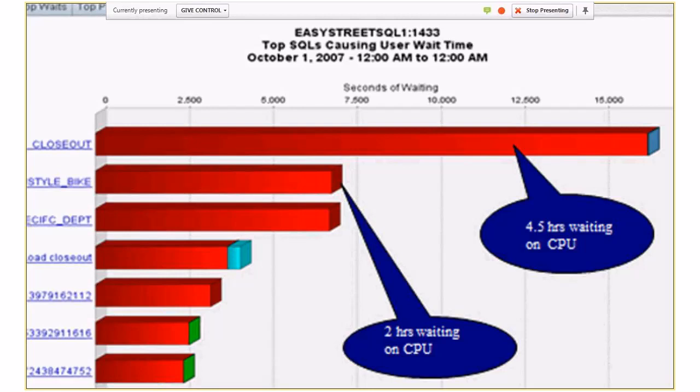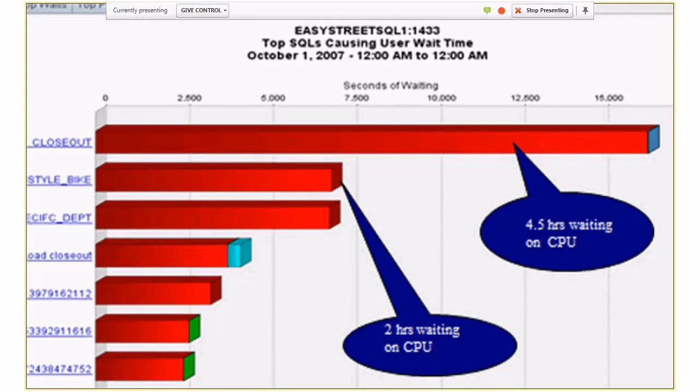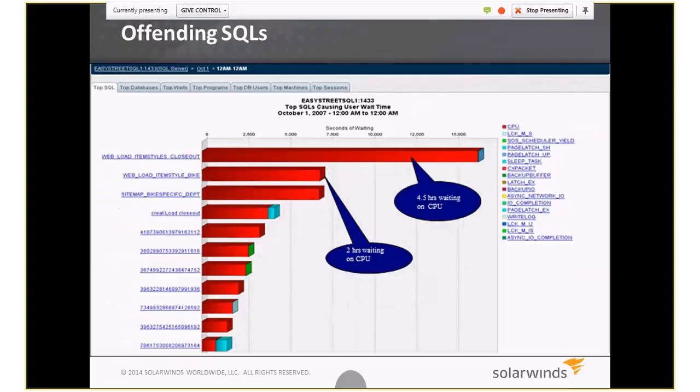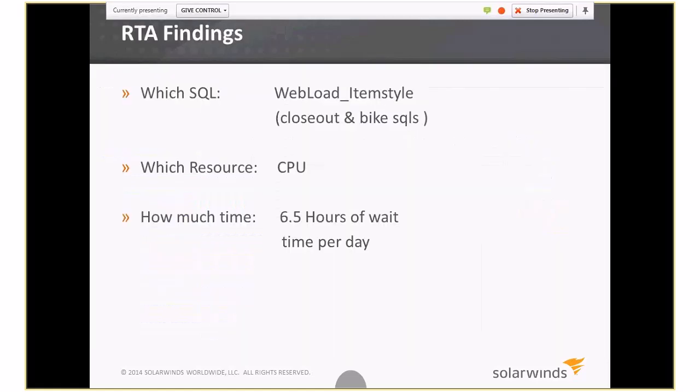And so it was a web, they had named it Web Load Item Styles Closeout. And then there was another one that was Web Load Item Style Byte. And so we actually looked at those. Quickly you can see that the response time analysis data told us where to look. Those 6.5 hours a day were spent on those top 2 SQL statements. I don't know how many CPUs they had at the time, but it was excessive.